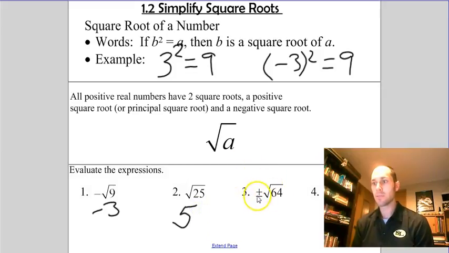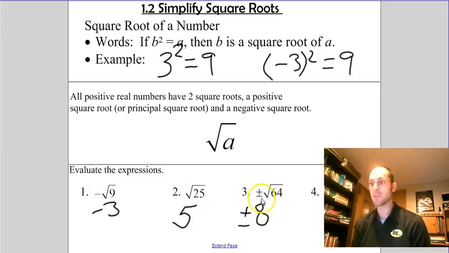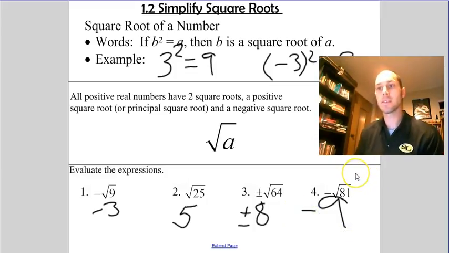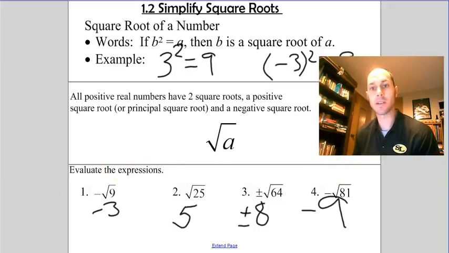Number 3, we have this plus or minus symbol here. That's just dealing with those 2 square roots that every number has. So we take the square root of 64, which is 8, and it could be either a positive or a negative 8. And for our purposes here, if it shows a plus or minus, we'll put that in our solution as well. And here we have the negative square root of 81. So we take the square root of 81, which is 9, and then we're going to multiply by a negative 1 to get negative 9. And that's how we evaluate what we term the perfect squares.